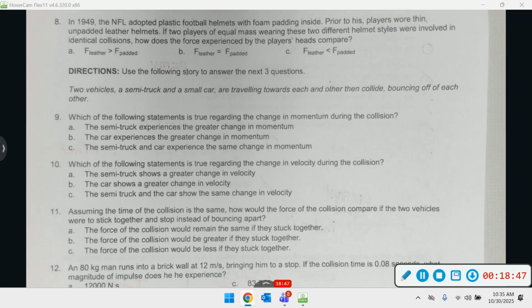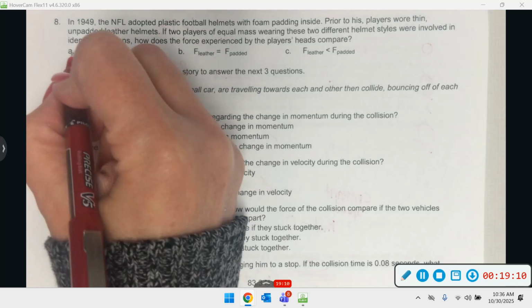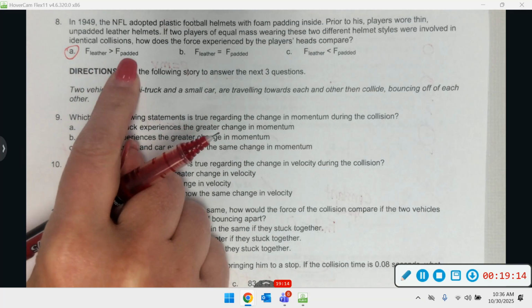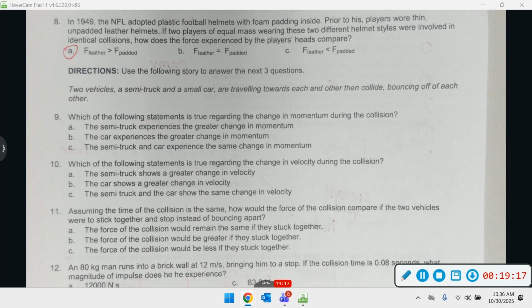The padding that's inside of these modern football helmets increases the time of the collision. Your head can keep moving because it will compress the padding. And when you increase that time, you're going to decrease the force. So the force of the padded helmet is going to be less than the force of the person wearing the leather helmet, which for number 8 was answer choice A. It's actually written in the other order. The force of the person wearing the leather helmet is greater than the force of the person wearing the padded helmet. And again, it has to do with that impact time.